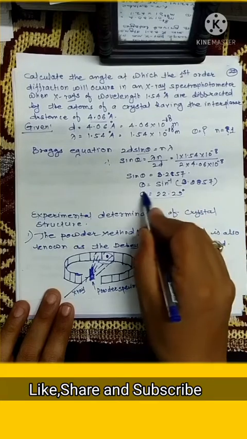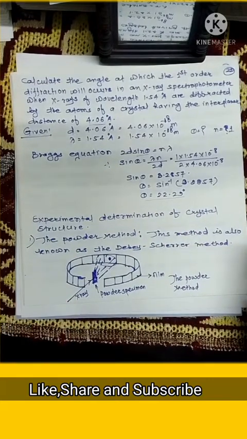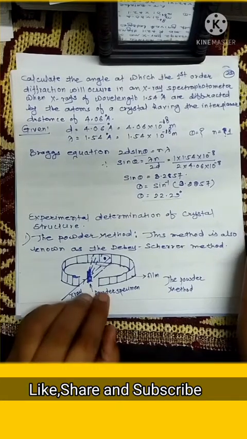22.29 degree. In our next class, we are going to see experimental determination of crystal structure by various methods.